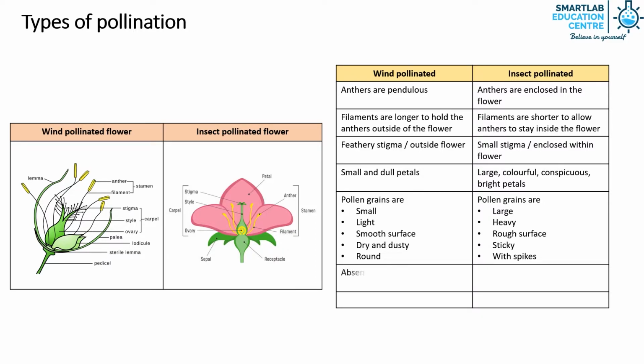There is no nectar guide in wind-pollinated flowers. But there is the presence of nectar guides or honey guides in insect-pollinated flowers. Lastly, there is absence of nectar in wind-pollinated flowers. But there is the presence of nectar in insect-pollinated flowers.